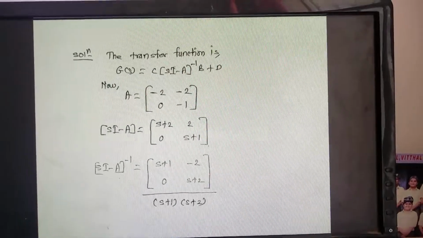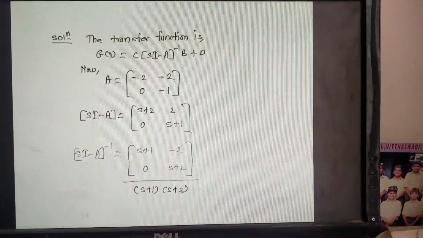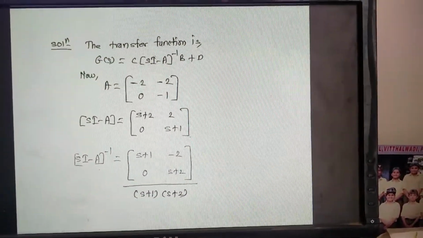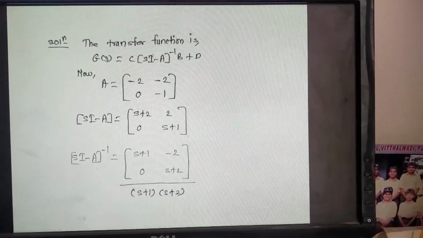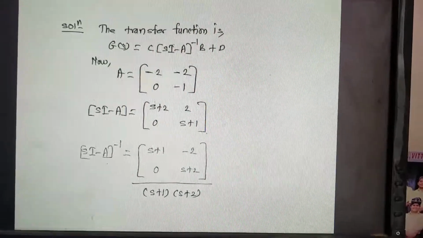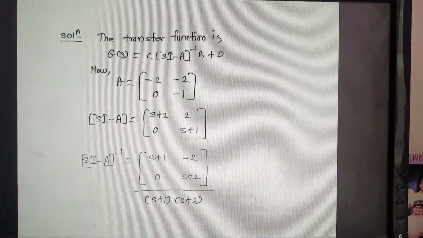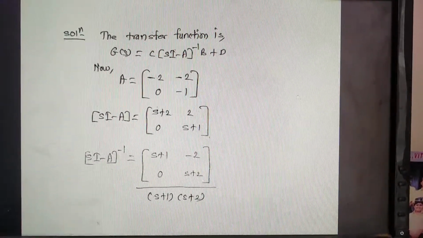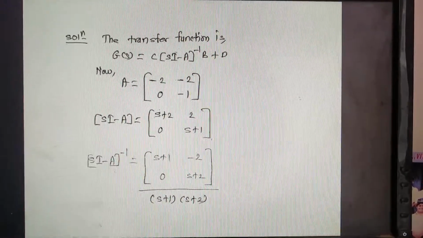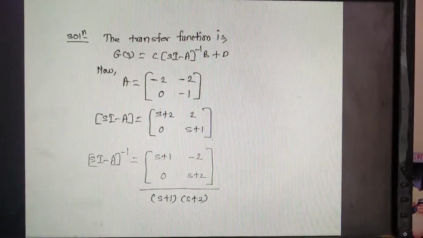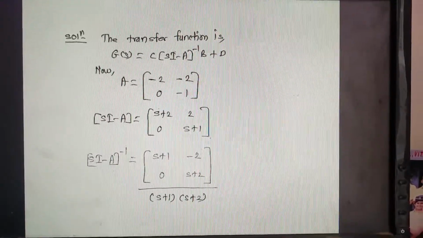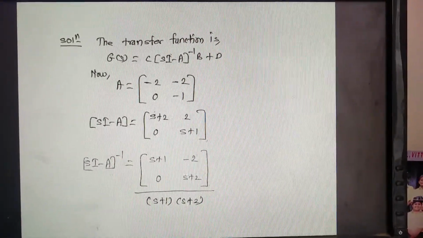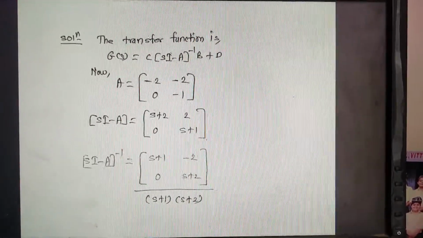Then, in the adjoint method, this is to be divided by the determinant. So what is the determinant of sI - A? How to calculate the determinant of sI - A? The product of diagonal elements minus product of non-diagonal elements. So can you see in the denominator of (sI - A)^-1, we are having the product of diagonal elements minus product of non-diagonal elements in order to get the determinant.